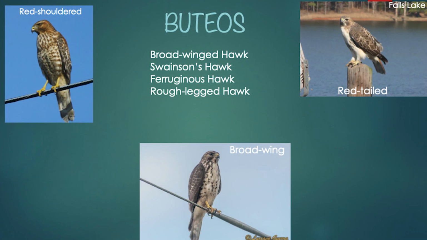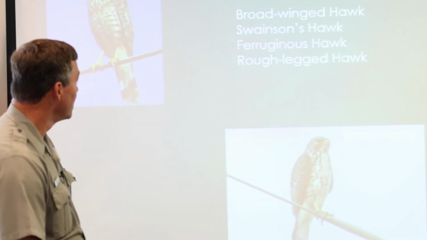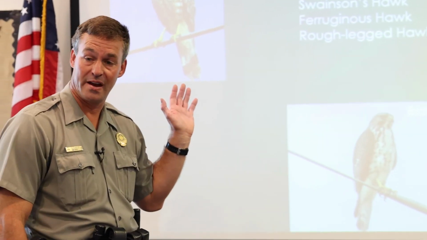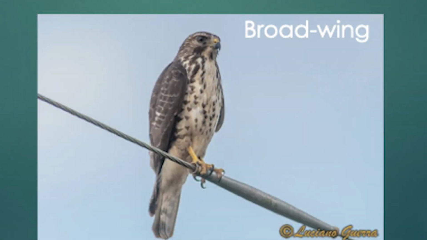The next category we're going to talk about are the buteos. And these are probably the most famous or most common birds that we may be familiar with. And these are going to be, for example, the red-shouldered hawk. Most everybody is familiar with the red shoulder. But are you familiar with the broadwing? You know, just a little while ago, I said we had almost 2,000 broadwings fly over our park one day.